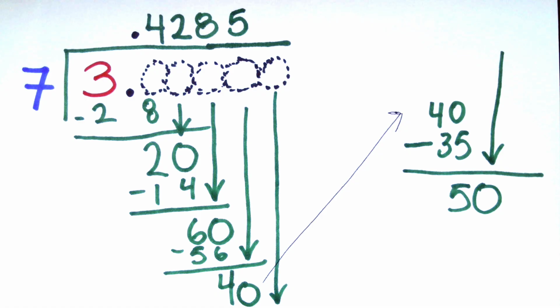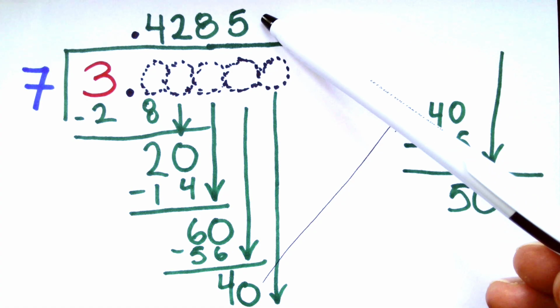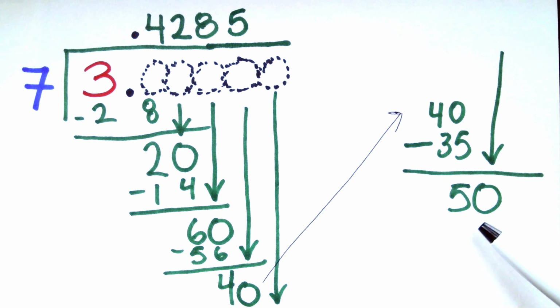So you can see here 7 times 5 gets me 35. I'm going to subtract 35 from my target of 40. That gives me a 5. I'm going to bring down this 0 all the way over here. It turns that 5 into a 50. So I know 7 times 5 is 35. 7 times 6 is 42. 7 times 7 is 49. What are you going to do with that value?